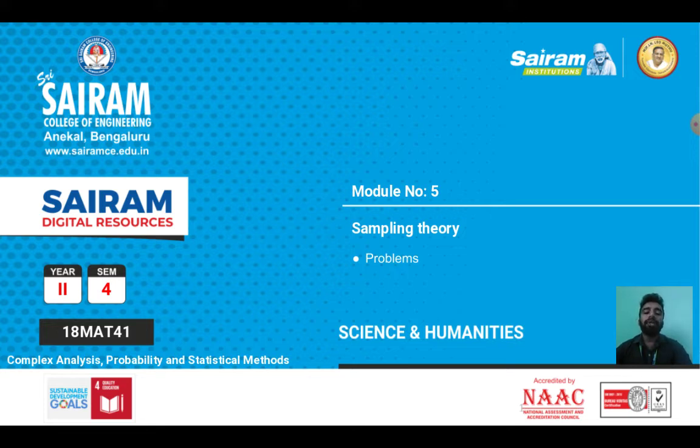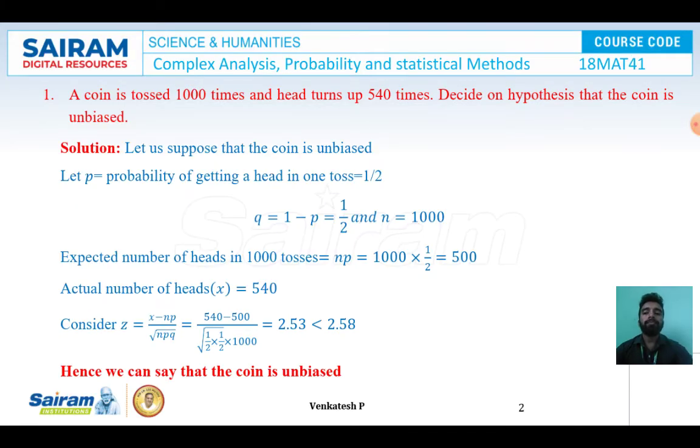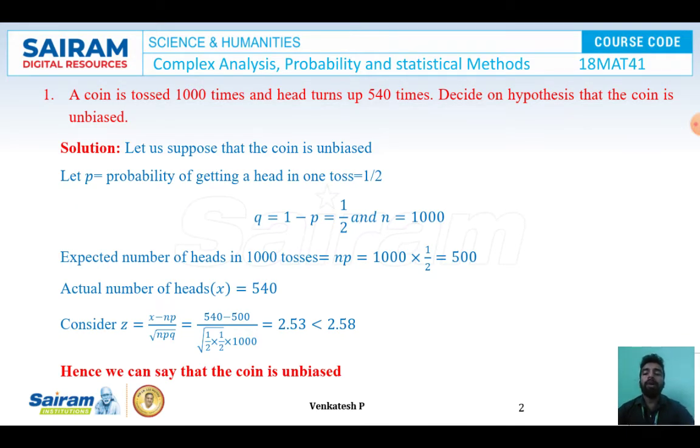In this lecture video, we're going to discuss the problems based on sampling theory. Example number 1. A coin is tossed 1000 times and heads turns up 540 times. Decide on the hypothesis that the coin is unbiased.